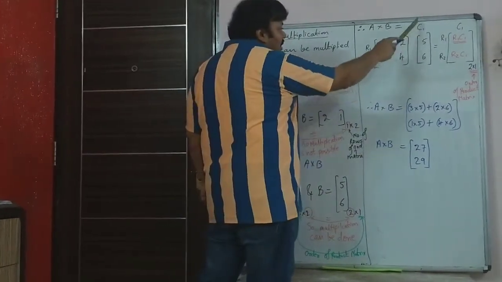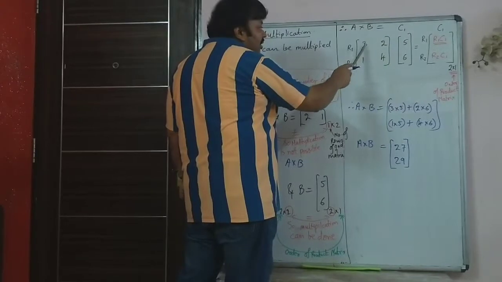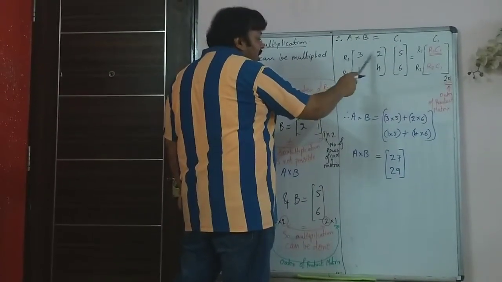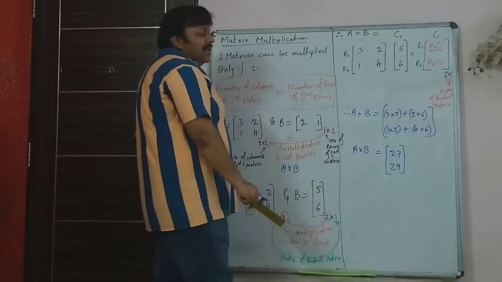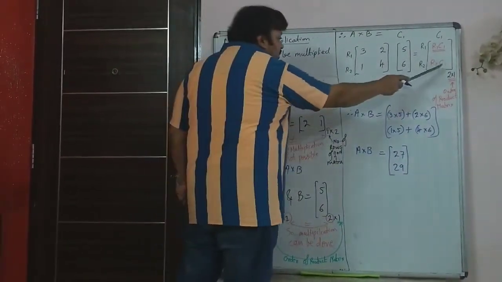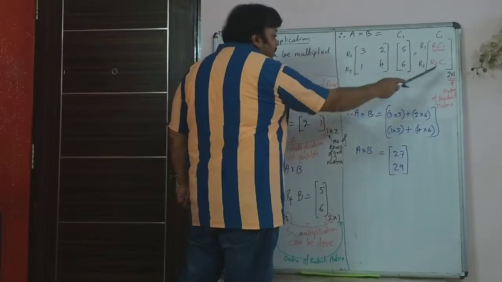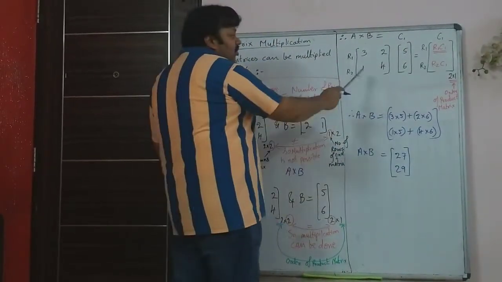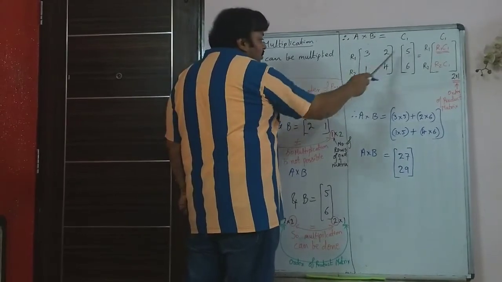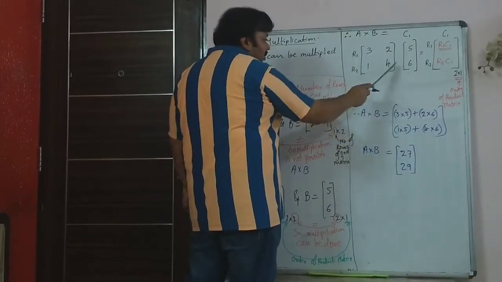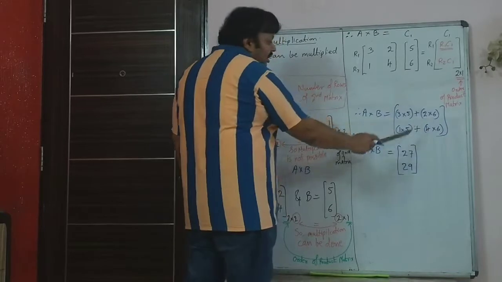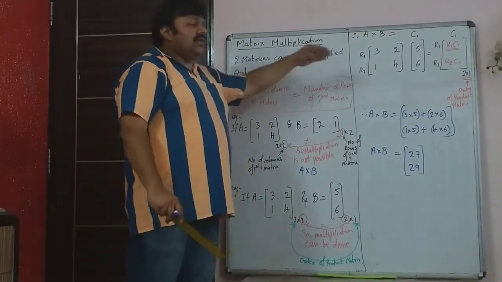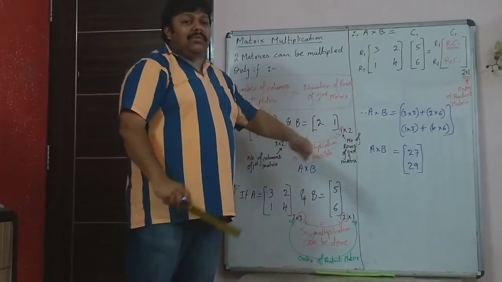Row 1 with column 1. First element with first element, second element with second element, and in between there will be a plus sign. Then this is a row 2 element of the first matrix and a column 1 element of the second matrix. So first with first, 1 into 5 and 4 into 6, and they have to be added. So it becomes 29. So this is how you do matrix multiplication.